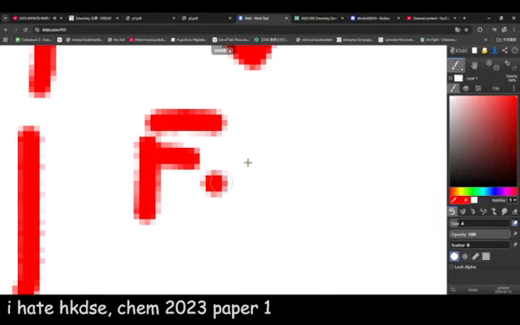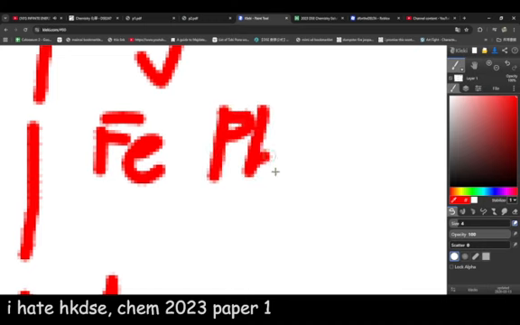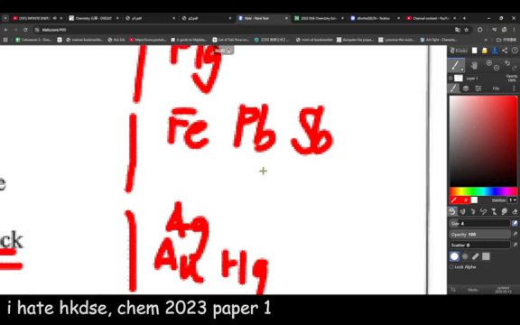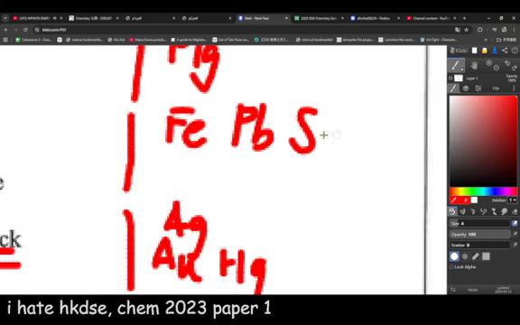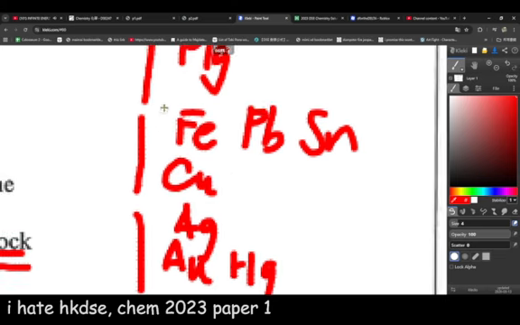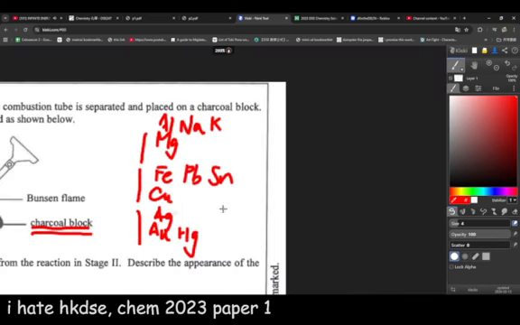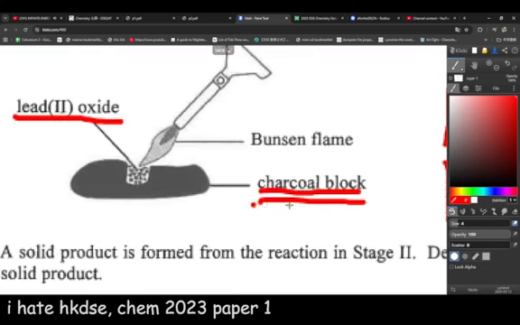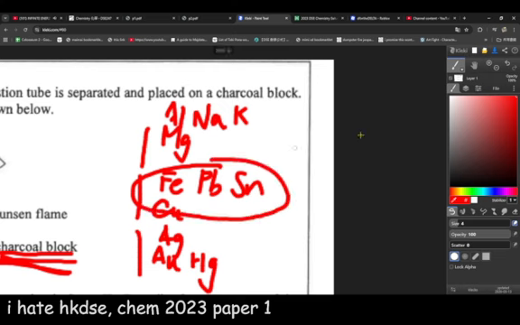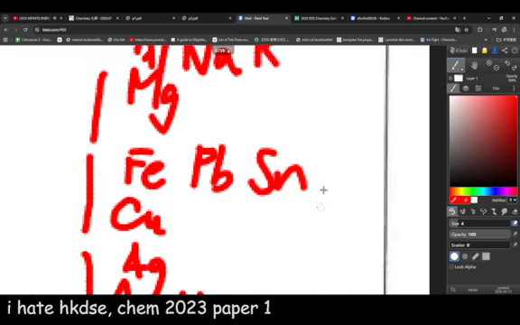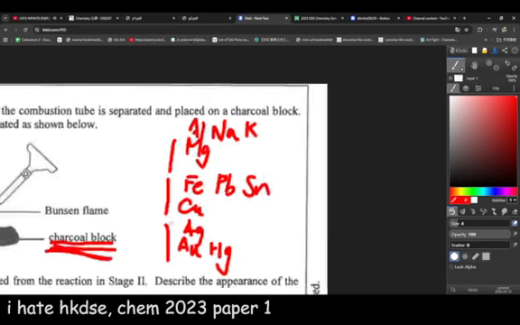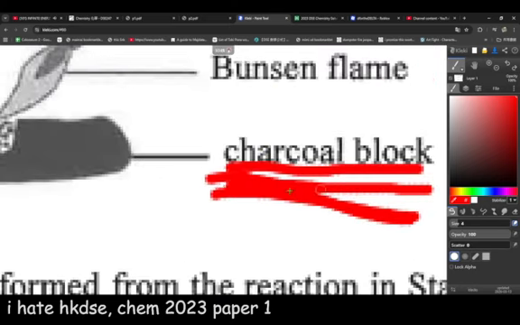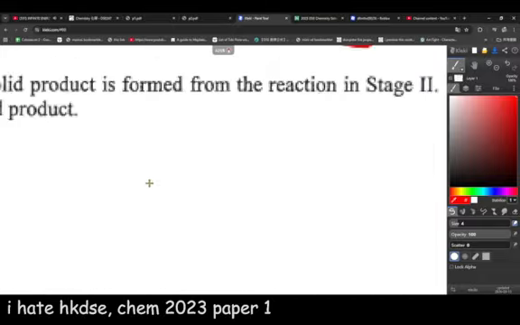Just remember the ECS table, pull it out from your chem textbooks. Just do it. Tin is Sn. I don't remember all of them, but just remember it's these-ish. These are the important ones. And here, lead(II) oxide heated with a charcoal block. So that means it's in the middle reactivity. All the metals in the middle require carbon reduction. Alright, and carbon. So now let's see here.